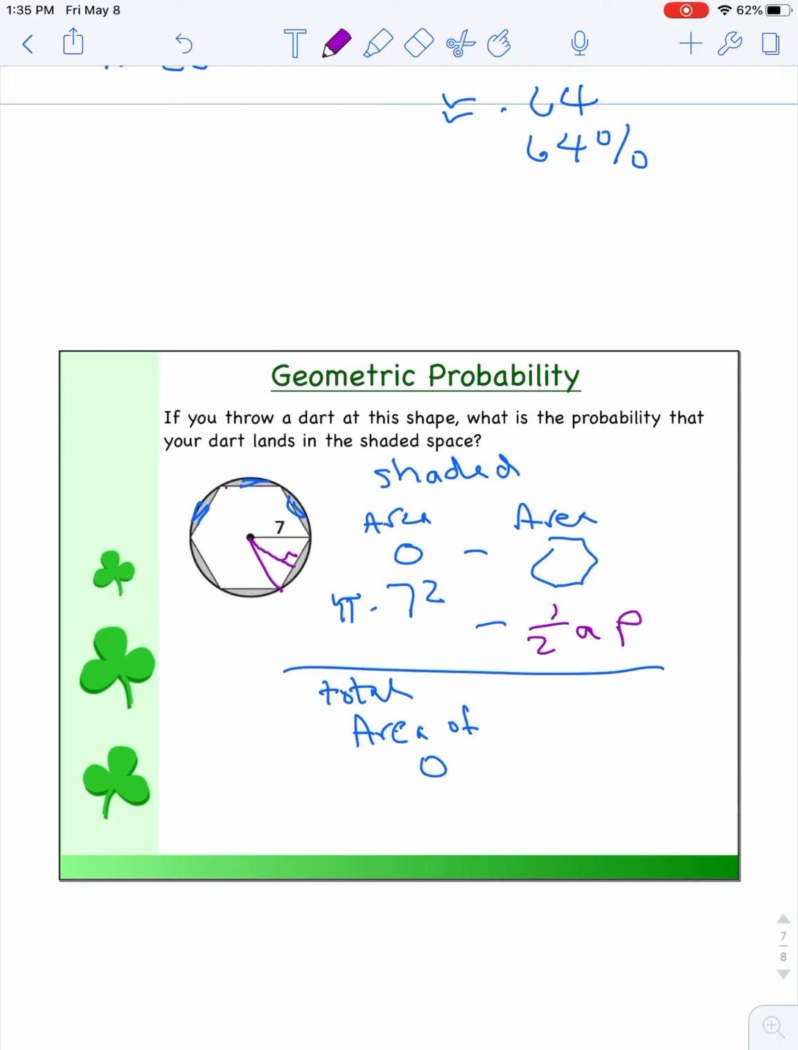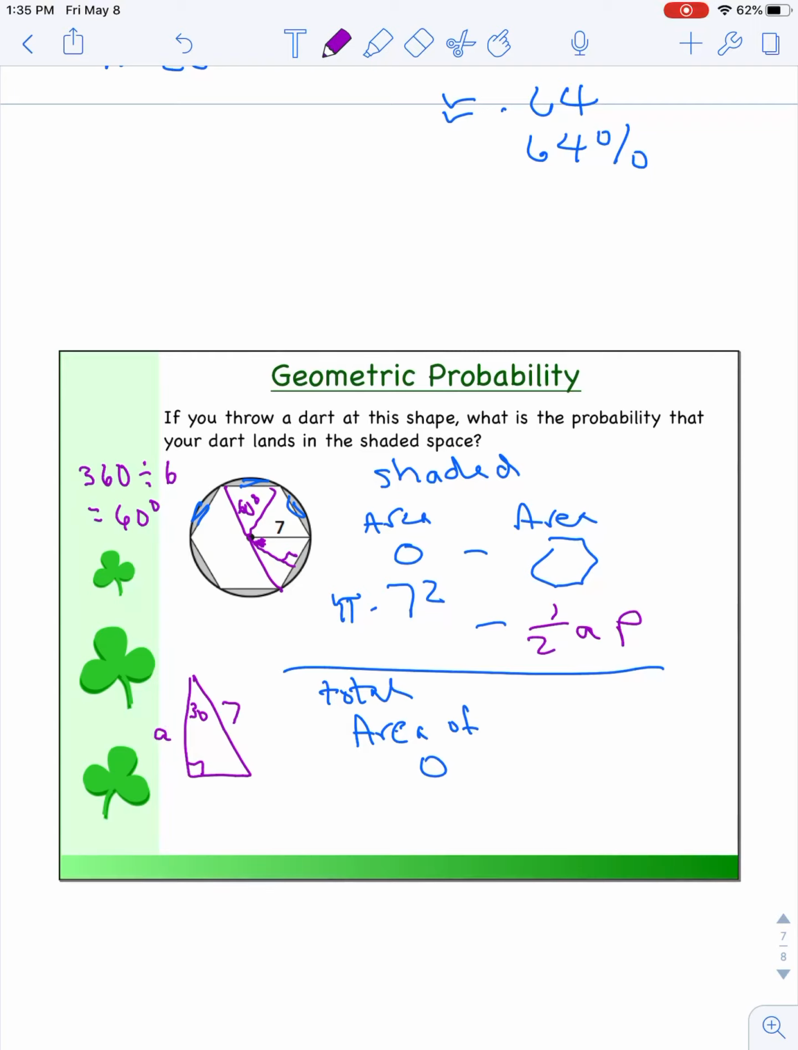Okay, so again, each one of these triangles in here, if I take 360 divided by 6, each one of those is 60 degrees. So this is 60. So that means this angle right in there is 30. So again, I'm going to come back out and draw this. We have 30. We have a right angle, and we know that this radius is 7 right there. And so I can actually find my apothem right here.